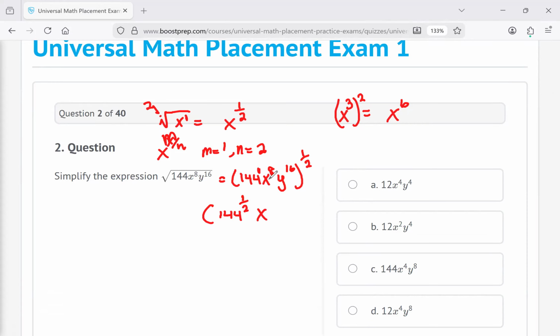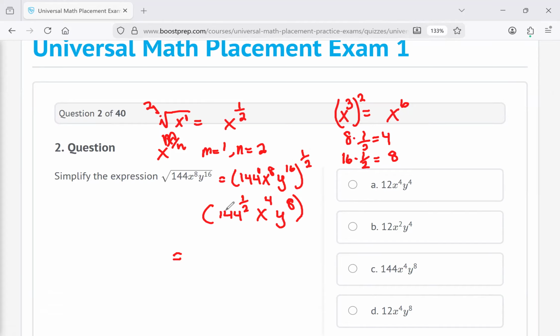And then continue. What about x? x to the 8th raised to the 1/2. When you raise, you multiply. So what's 8 times 1/2? 4. So this is going to be x to the 4th. And then do the 16. What's y to the 16th raised to the 1/2? Multiply 16 times 1/2, which is 8. Okay, and then we can simplify one more time.